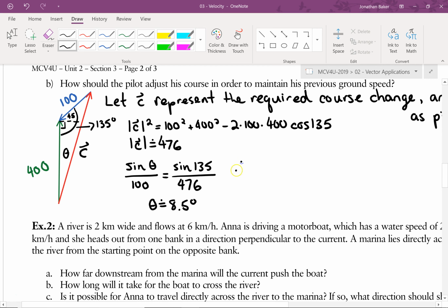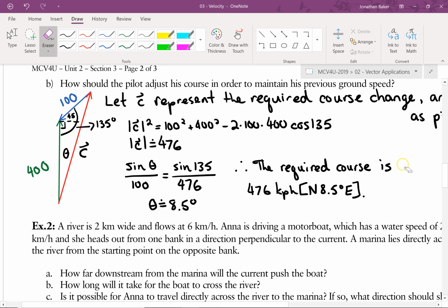So there we go. Therefore, the required course is going to be 476 kilometers per hour. Now this is the airspeed, so I could even say airspeed. The required airspeed is 476 kilometers per hour, north 8.5 degrees east. I like that better. So let's just actually use the right terminology. The required airspeed.